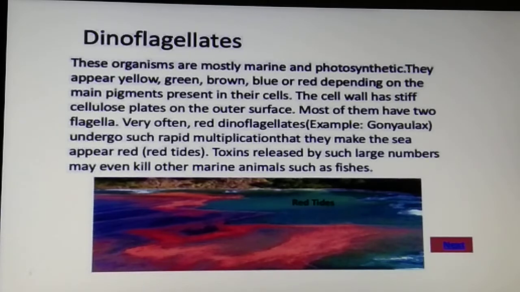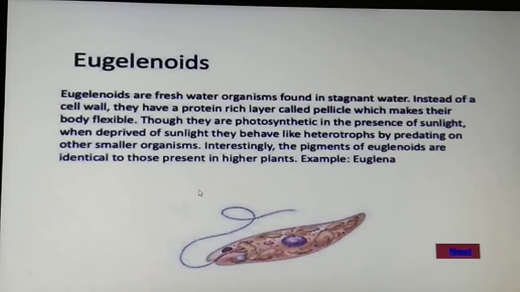An example you can see is Gonyaulax, which undergoes such rapid multiplication that they make the sea appear red. And the toxin released by such large numbers may even kill other marine animals such as fishes. So you can see here these are the red types. The red dinoflagellates undergo rapid multiplication, students, and make the sea look red in color. Next we have euglenoids.